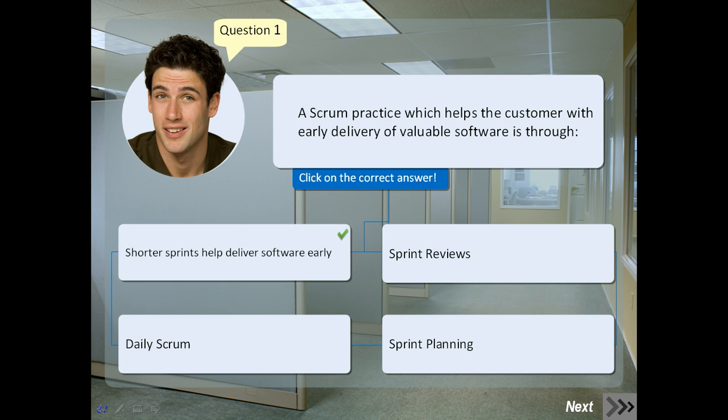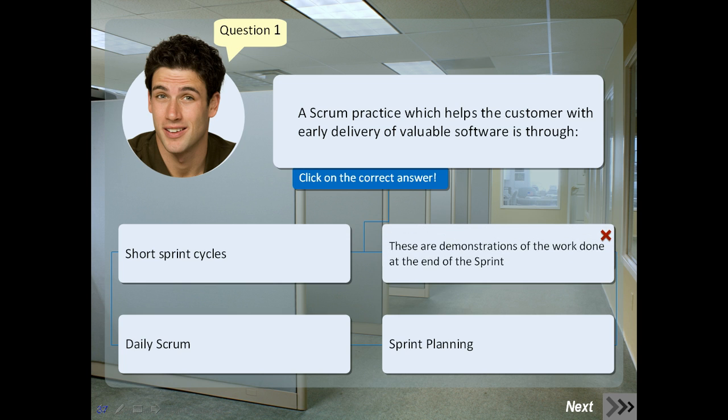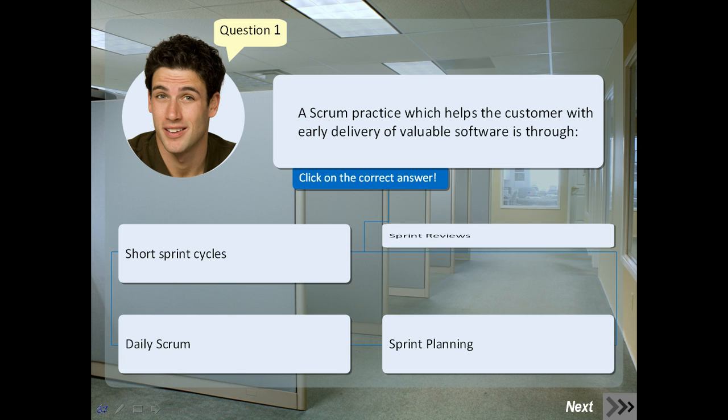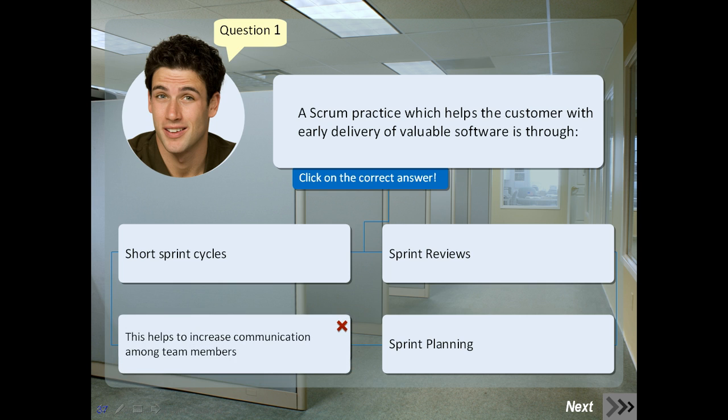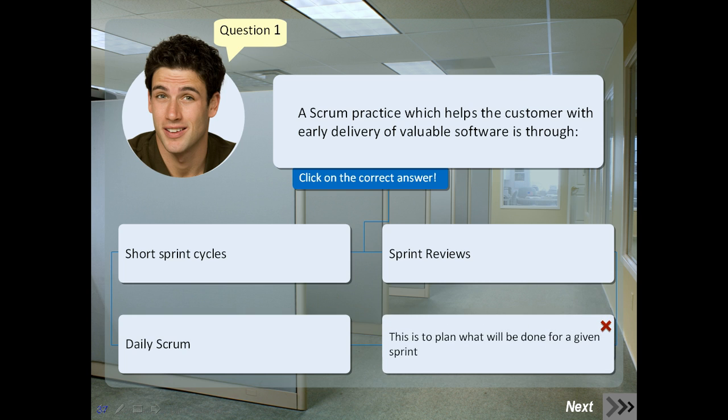Short sprint cycles. Shorter sprints help deliver software early. Sprint reviews. These are demonstrations of the work done at the end of the sprint. Daily Scrum. This helps to increase communication among team members. Sprint planning. This is to plan what will be done for a given sprint.